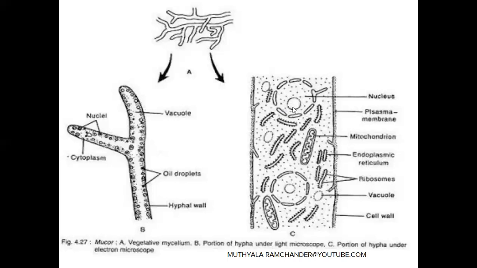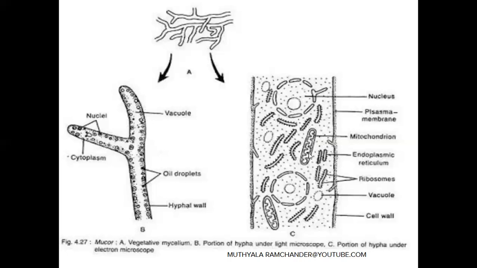And around these nuclei, endoplasmic reticulums are present. The endoplasmic reticulums are covered with ribosomes. If ribosomes are present on the endoplasmic reticulum, it is called rough endoplasmic reticulum. The rough endoplasmic reticulum mainly helps in the synthesis of protein. And near the endoplasmic reticulum, mitochondria are present. The mitochondria mainly help in the production of ATP energy for the mycelium.